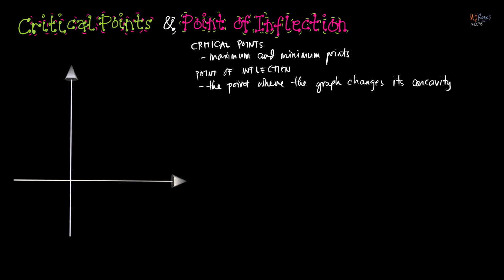Not all functions have critical points or point of inflection. Sometimes a function just has a maximum point or a minimum point. But if a function has both maximum and minimum points, it definitely has a point of inflection also. A function can also have a maximum point and a point of inflection at the same time, or a minimum point and the point of inflection.